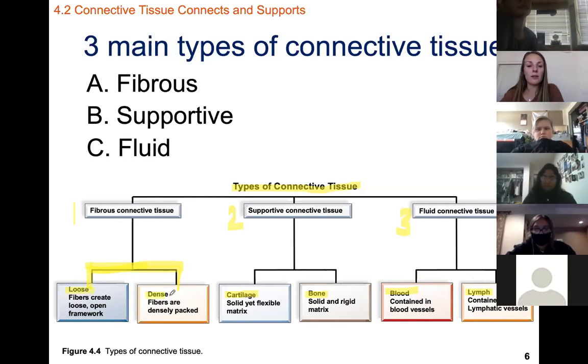So the branches of those subjects: we have connective tissue, which is one of the different types of tissue. The parts of connective tissue are fibrous, supportive, and fluid. And of those, you have loose, dense, cartilage, bone, blood, and lymph. These are all types of connective tissues.